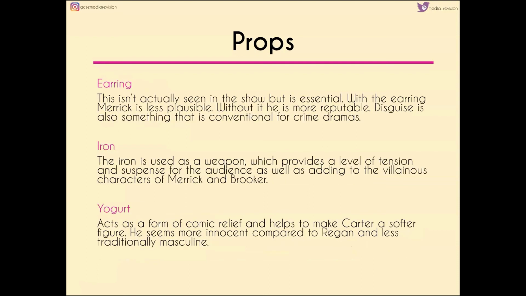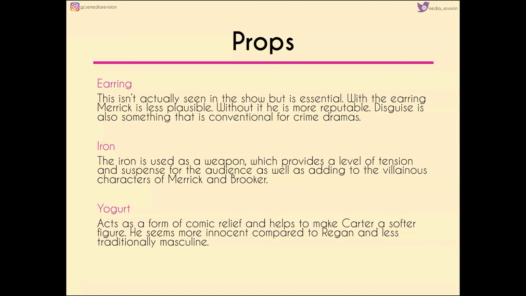Now, the earring isn't actually seen within the show, but it is essential. Where this occurs within the narrative is just as Merrick and Brooker have arrived at Jenny's place to question her, and Merrick is taking it off as she opens the door. Again, this acts as an element of disguise. With the earring, Merrick seems far less plausible in his disguise, but without it, he's more reputable. And this is something that we would expect for crime dramas as a whole.